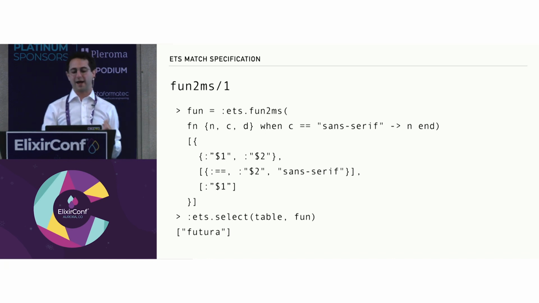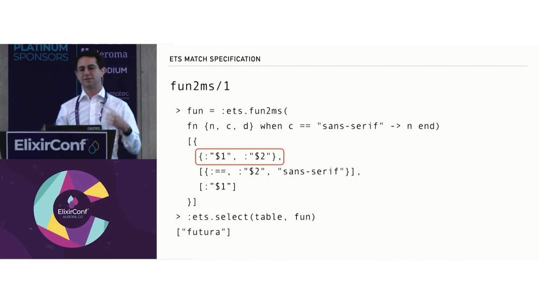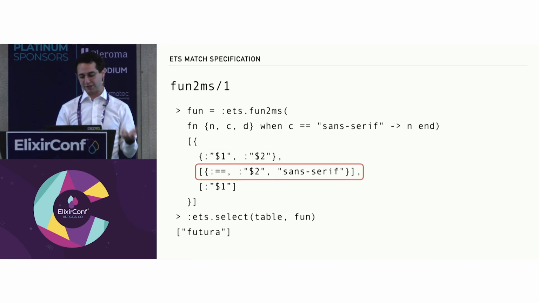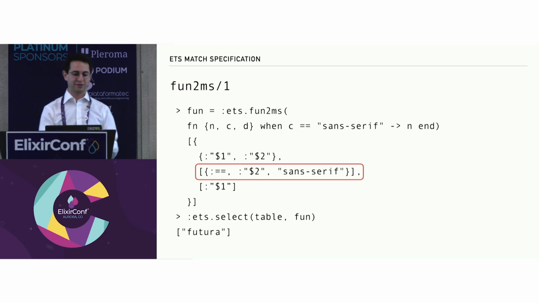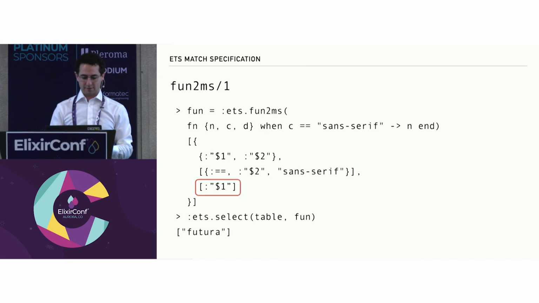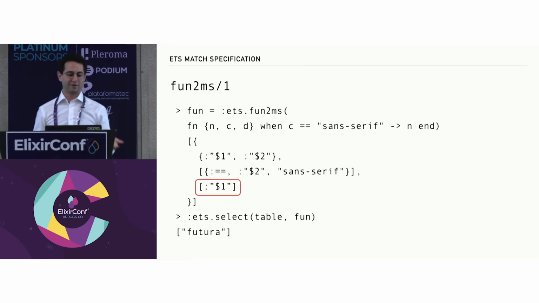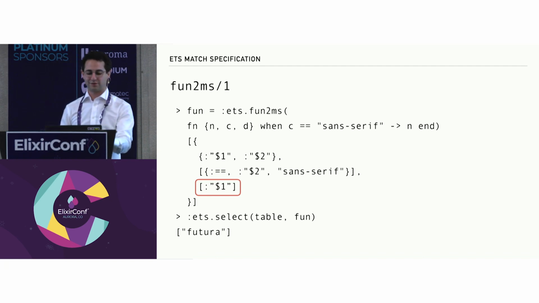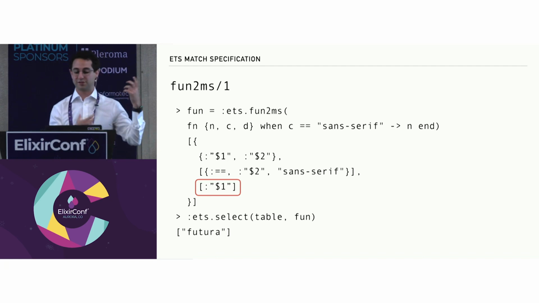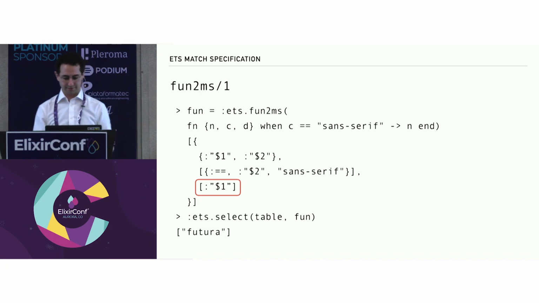So we get 3 parts back when we make a match specification. The first part is the match head. This is the shape of our desired objects. The next are your conditions. This is how we're filtering. So you can actually see that we're saying what is equal to the second term in the object that has the value sans serif as a string. Finally, the match body, which is the format of your results return. In this case, we're only asking for the first entry of the tuple, which is just the name of the font. So then we call select, and we get back a result.